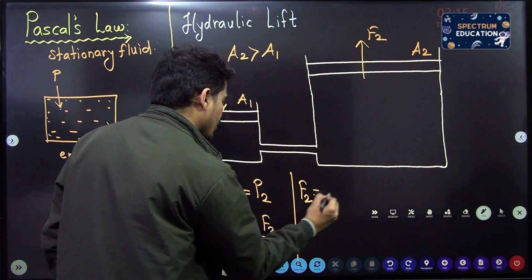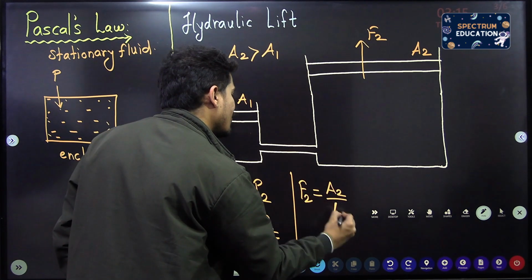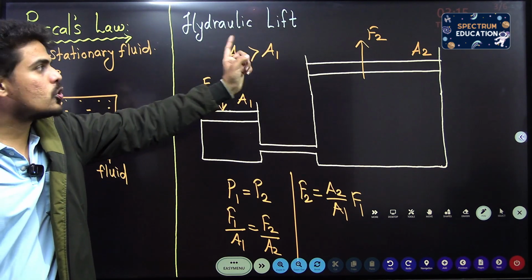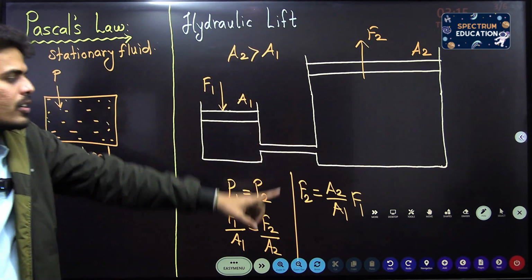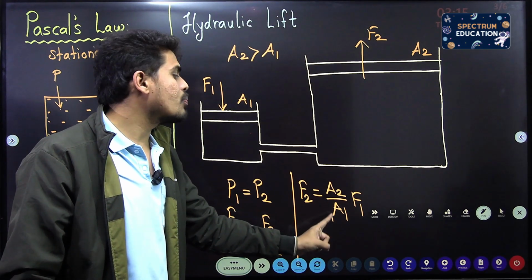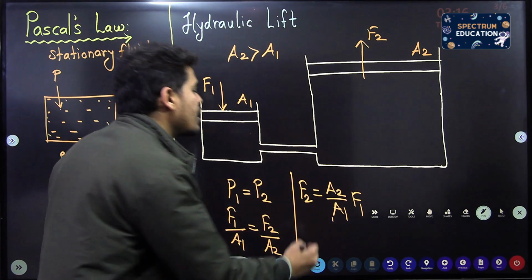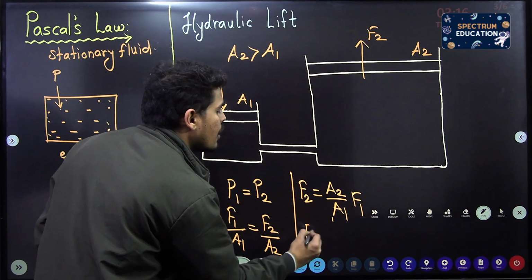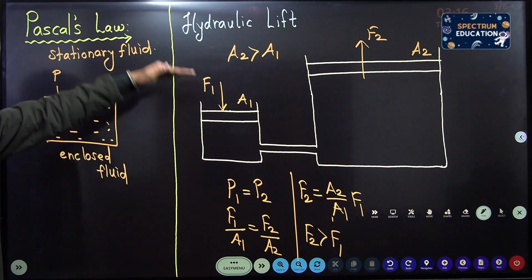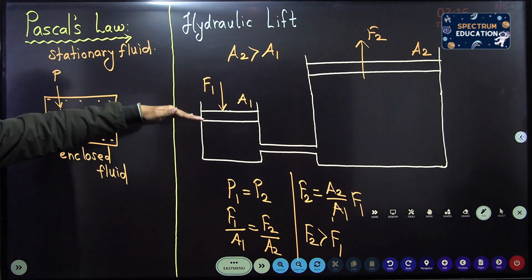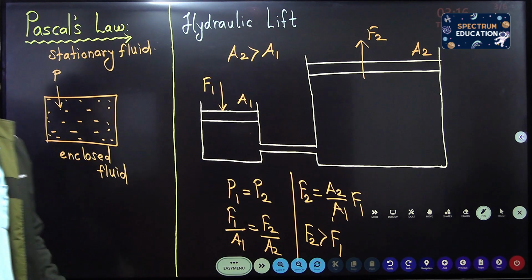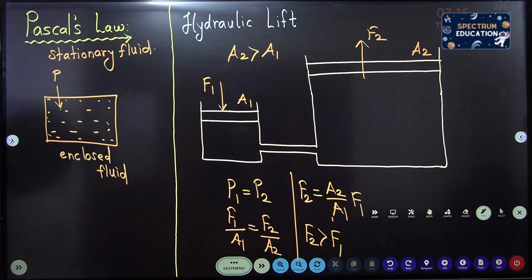So from that we can find the value of F2. F2 equals A2 upon A1 into F1. As you know, A2 is greater than A1, so A2 upon A1 is greater than 1. So this quantity is greater than 1, multiplied by force F1. Similarly, this gives us F2 is greater than F1. That means if we apply a little force on one side, we will get a large force on the other side. So this is the example of a hydraulic lift.